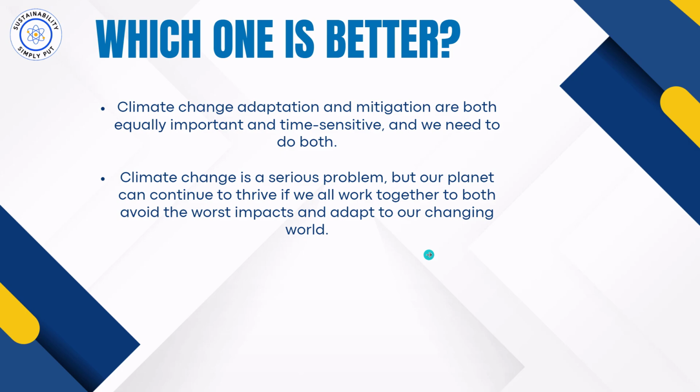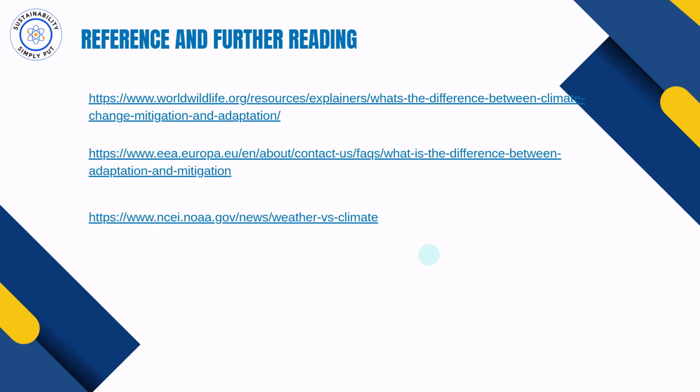And it's like I often tell in systems thinking, like for example, adaptation is like a quick fix, while mitigation is a root cause. And in many situations, it's not practical to only look at root cause. First is quick fix you have to do so that the damage is controlled, and then focus more energy, more effort on the long-term or fundamental solution. And climate change is a serious problem, but our planet can continue to thrive if all work together to both avoid the worst impact and adapt to our changing world. Adaptation is also important. So I hope you got clarity between climate adaptation and climate mitigation.